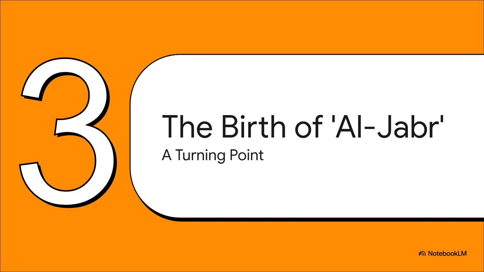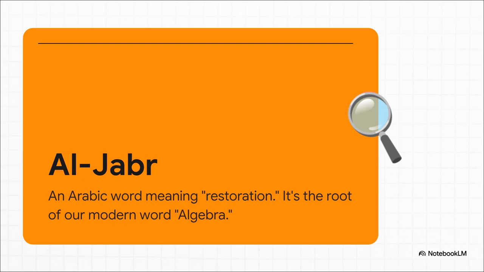But then, in the 8th century, something massive happened over in Baghdad's House of Wisdom. The world was about to take a giant leap, from shapes to symbols. The Persian mathematician Al-Khwarizmi introduced this revolutionary idea he called al-jabr. Now, that's an Arabic word that means restoration or completion. He was talking about restoring balance to an equation by doing the same thing to both sides. And if that sounds familiar, it should. It's literally the root of our word algebra.